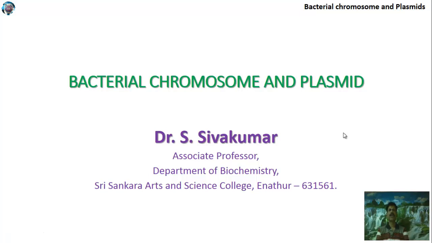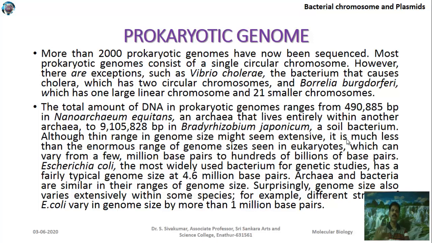Welcome to the second unit, section 1 of the molecular biology paper. Section 1 of the second unit is bacterial chromosome and plasmid. In this unit, we are going to see how the prokaryotic genomes are present, as well as the structure of a plasmid. So these are the two things we are going to see in this particular topic of prokaryotic genome and plasmid.